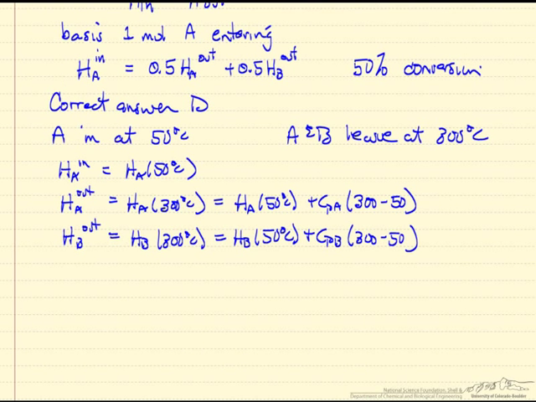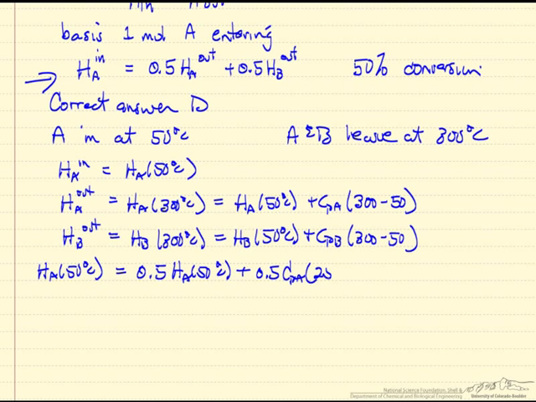I've written this for B also, and then we're just going to substitute back into the first law for this specific example. Enthalpy of A at 50 degrees C is what's entering our reactor, and then we have 0.5 enthalpy of A at 50 plus 0.5 heat capacity of A times this difference, and then similar terms for enthalpy of B at 50 degrees C plus 0.5 heat capacity of B, again multiplied by 250.